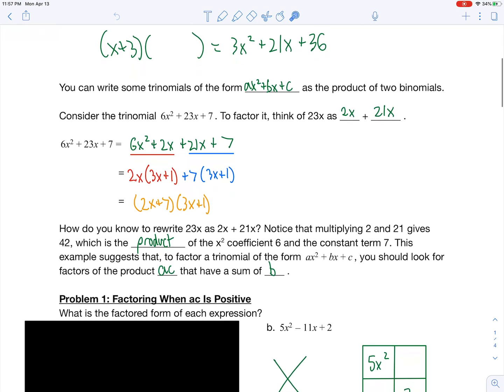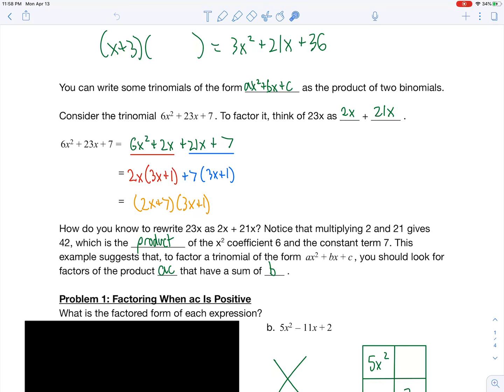But why do I know that if I'm trying to end up with this factorization, why did I know to break that middle term up in the first place as 2x plus 21x? Now I have four terms. The reason is because if I multiply 2 and 21, I get 42, which is the product of that first term 6 and that last term 7. So 6 times 7 is where I got 42, and 2 times 21 is also going to give us 42. So that's what we're going to be looking for.